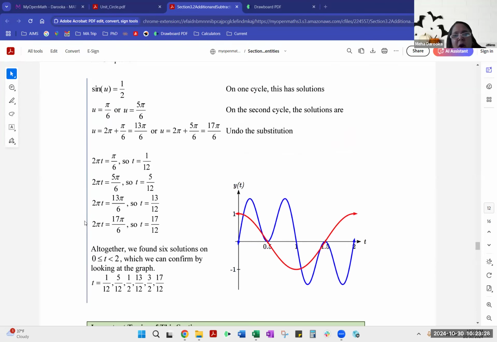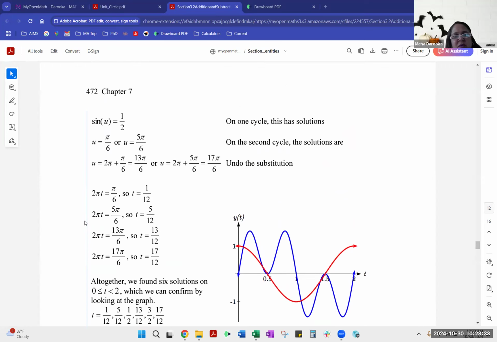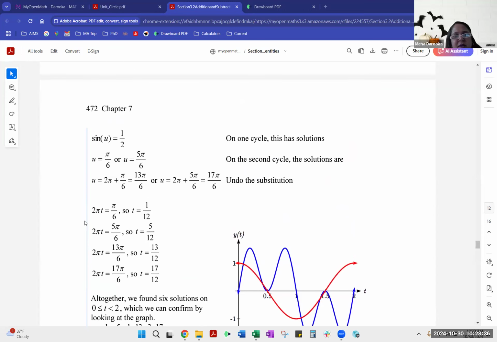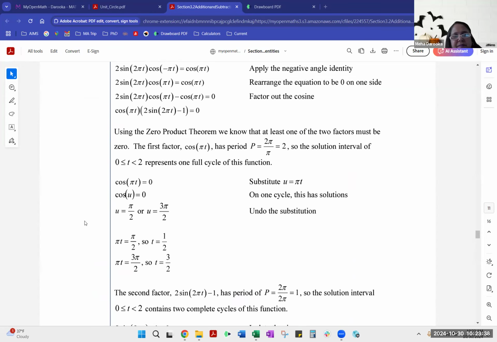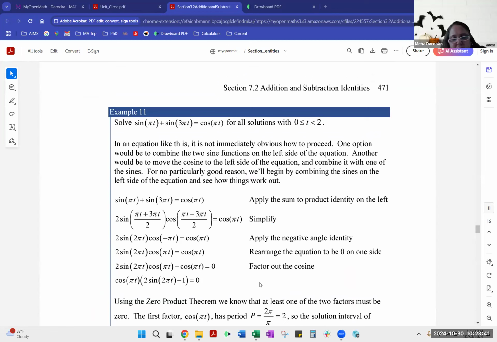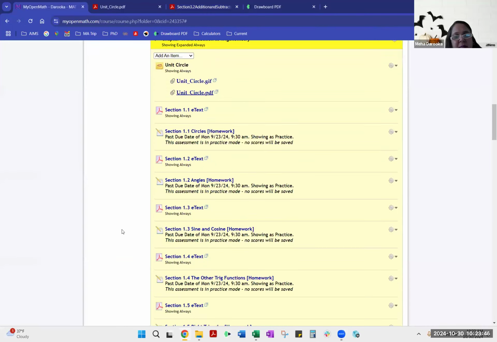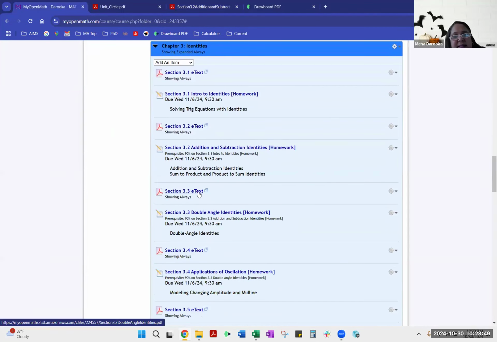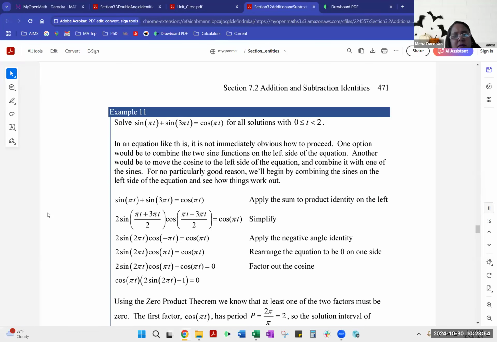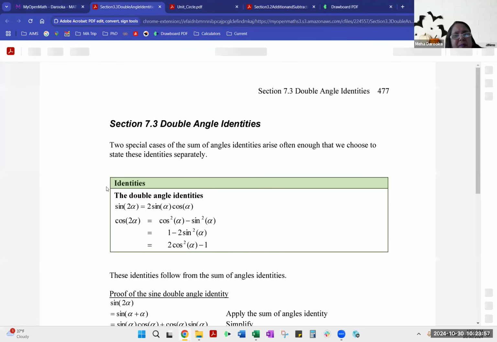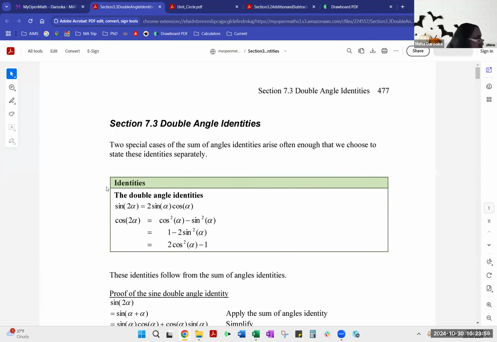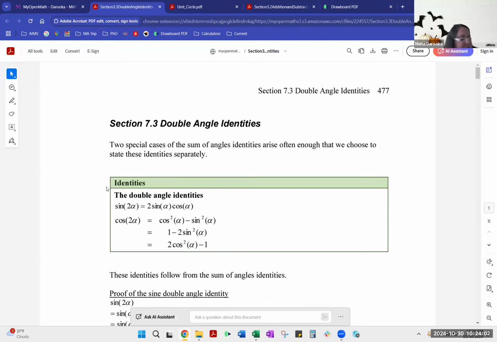Okay, any questions, any part of this example that did not make sense, or you need me to break down any further? Let me just give you guys a second to look at that. In the meantime, let me go ahead and open up our page for the next section. Okay.